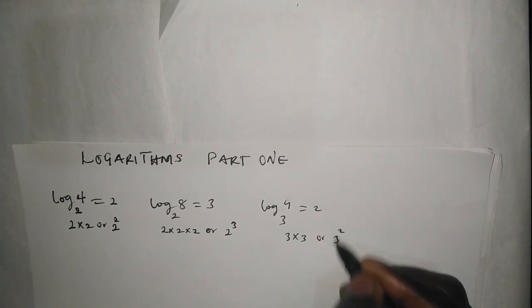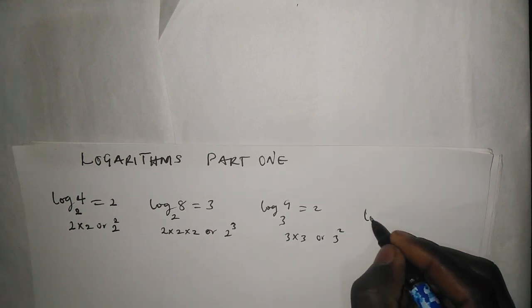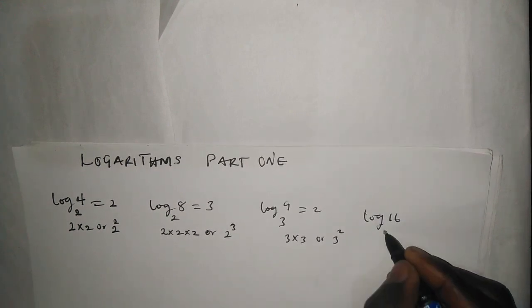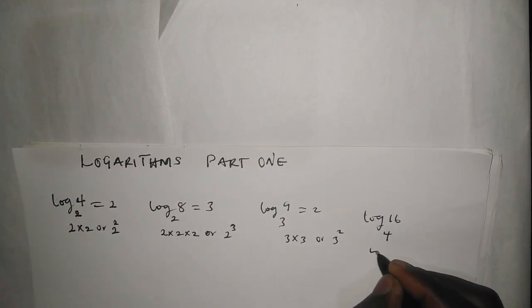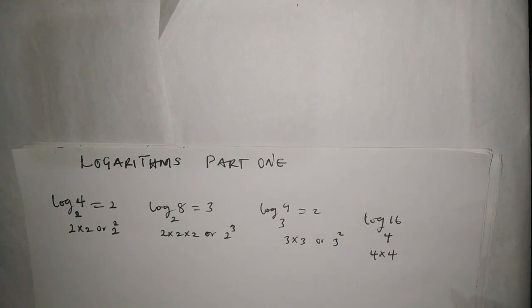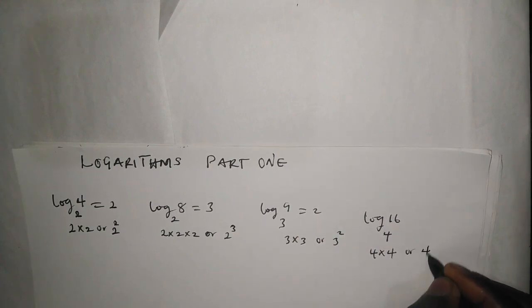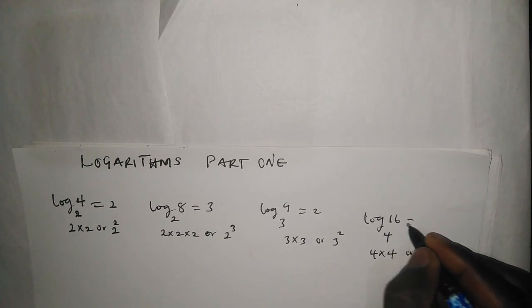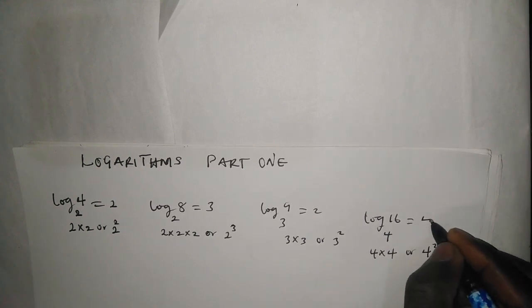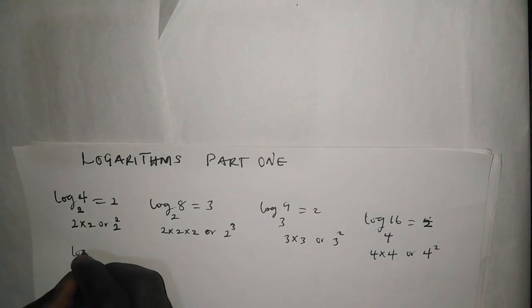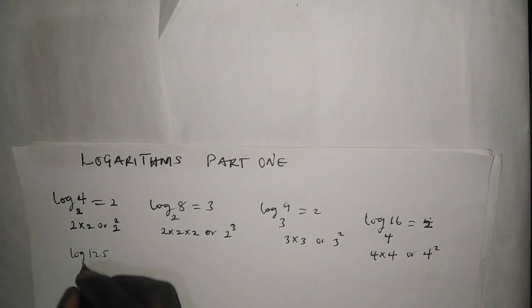That is the answer. We can also say log 16 base 4. So we say 4 times 4, that's 16. Or we can say 4 raised to power 2. Therefore, log 16 base 4 is equal to what? 2. Let's say we have log 125 base 5.